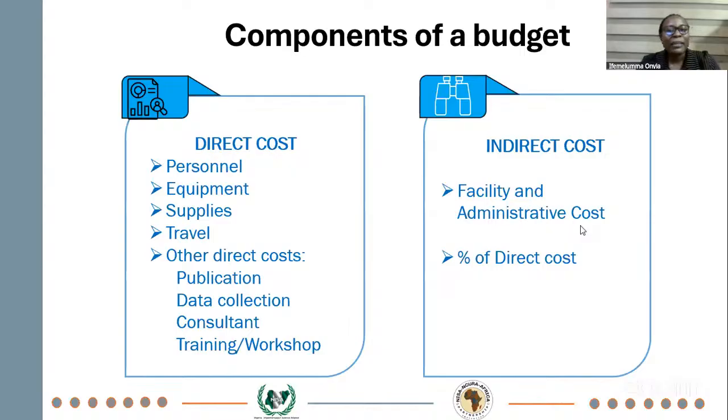So no matter the funder, these categories, as you are looking at them, appear across most research funders, although the naming and the cap may be different. Some funders, you will see data collection as a direct cost listed in their form. That's okay. While some will put it as other direct costs. They are all direct costs. So let's talk about personnel.